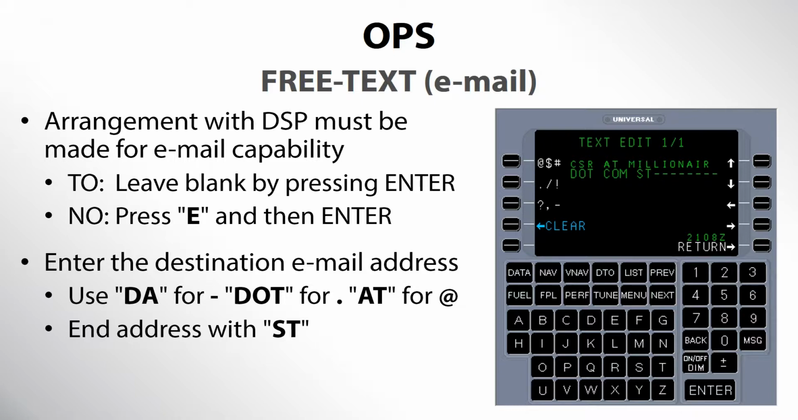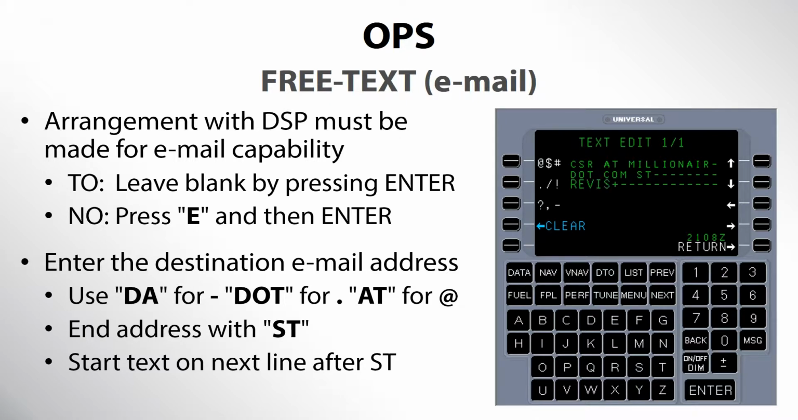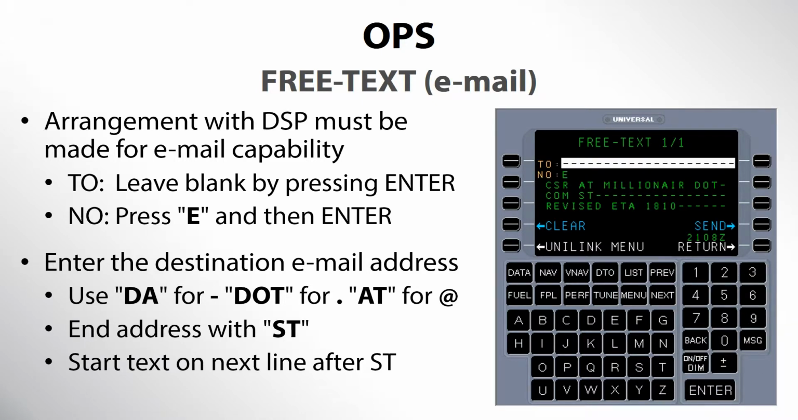The message will not send if symbols are used in place of text. Spaces are placed in text using the +- key. Your message must start on the next line after ST. Press Enter to move to the next line and enter the message text. When finished editing the text portion of the message, press Return. The entered text is displayed on the free text page for review, with additional pages added as necessary. Press Send to place the message in queue for transmission. A confirmation message will display if the email is sent successfully.